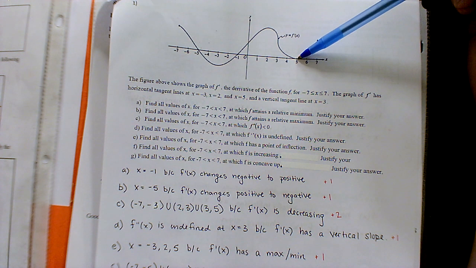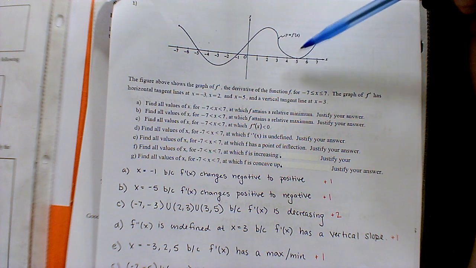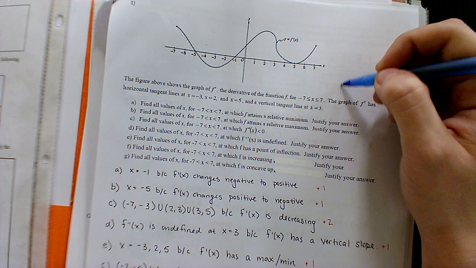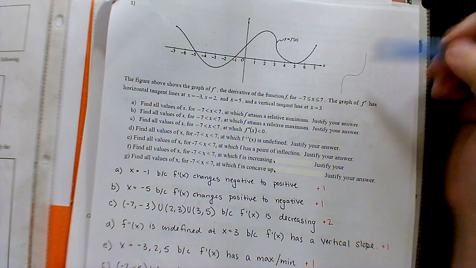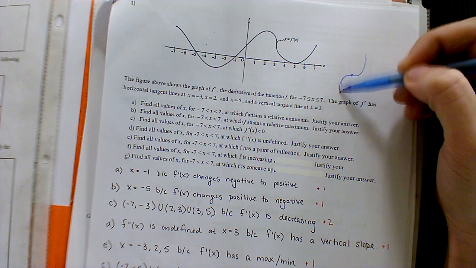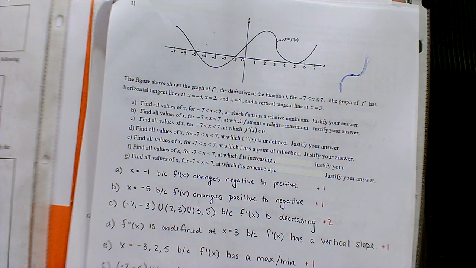5 is a level spot because you're increasing before 5, level at 5, and increasing after, but this is a point of inflection because you change concavity. Here's concave down and here's concave up.